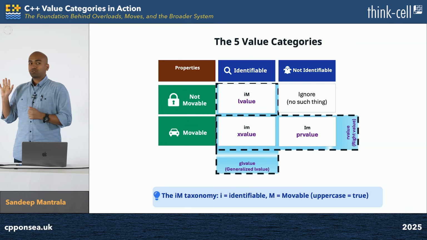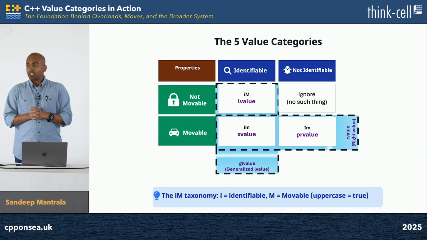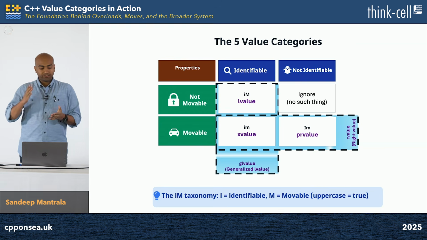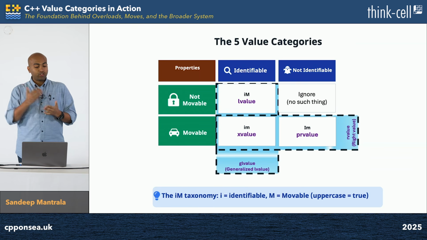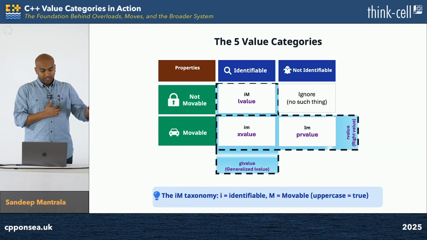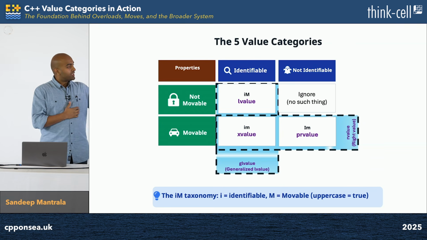Any questions so far? Okay. So we have 5 value categories, 3 of which are primary value categories: L value, X value, and PR value. And 2 are generalizations: GL value and R value.